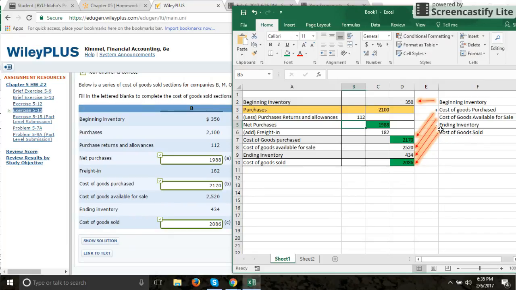So it's basically saying, hey, at the end of that year, we had 350. Then throughout the year, we bought $2,170 worth of product. So the total in the warehouse is $2,570.